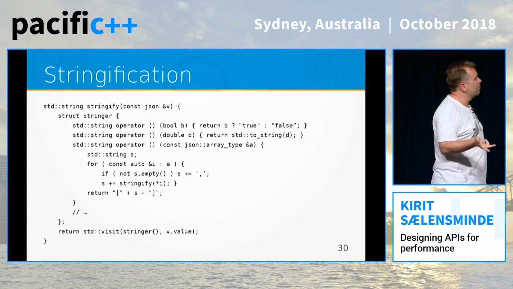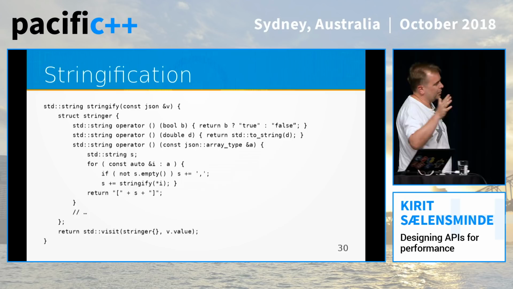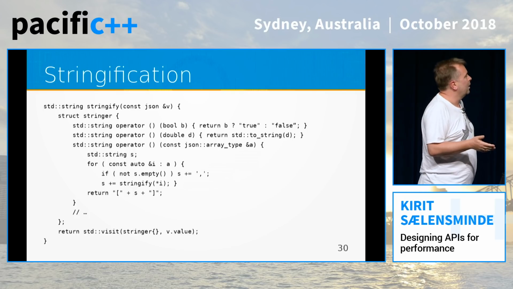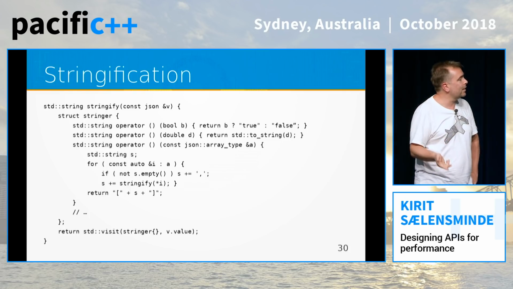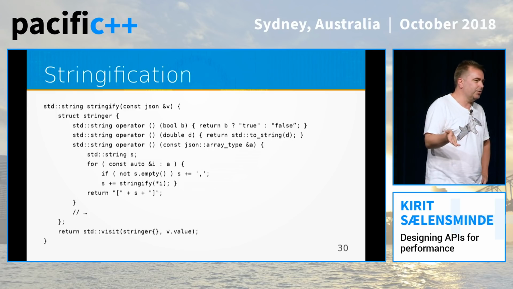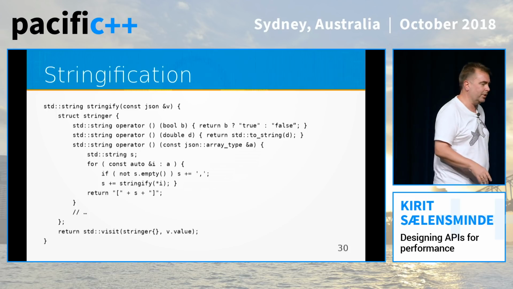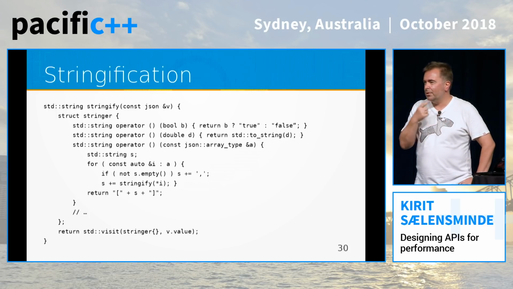And then for the array, again, we have this comma thing that we have to take care of. And we're going to recursively call Stringify on the items that we find inside our array. And the object one is very, very similar, except there's a bit more code because you have to deal with the key values too. There's a subtle bug in this. Does anybody know what it is?